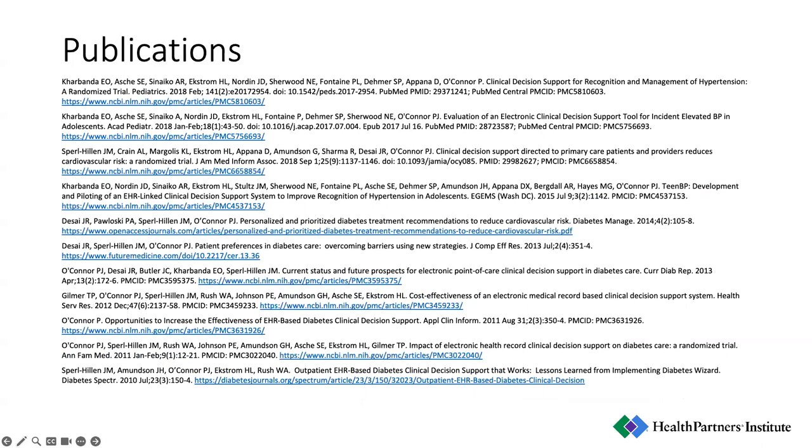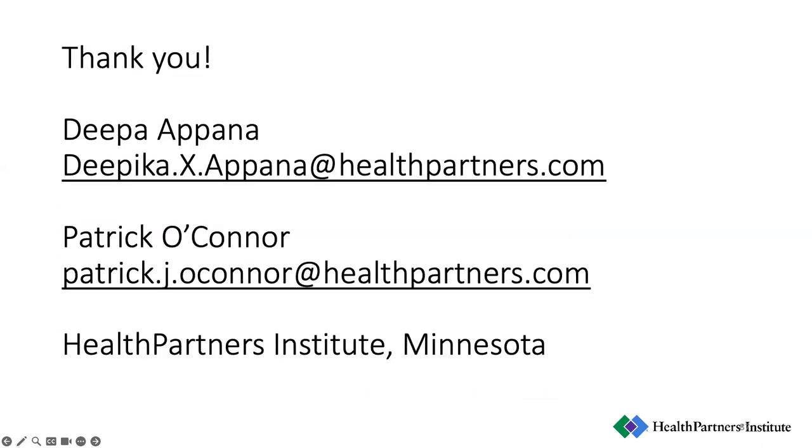But before I stop, I'll just mention a couple of future applications. The dot phrase use is a very valued feature of this thing by the docs. It's used with targeted visits and other visits. So you have like a dot CV risk, and it will blow in the conclusions from the decision support into either the after visit summary or into the note. So that's an extremely popular thing.